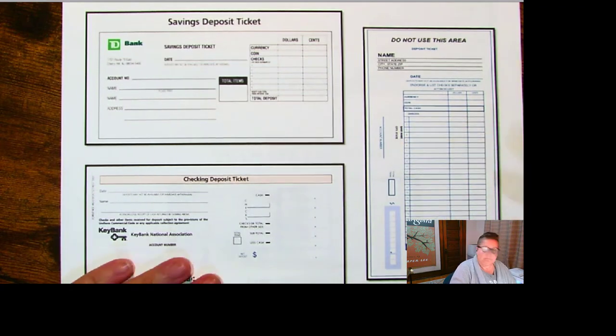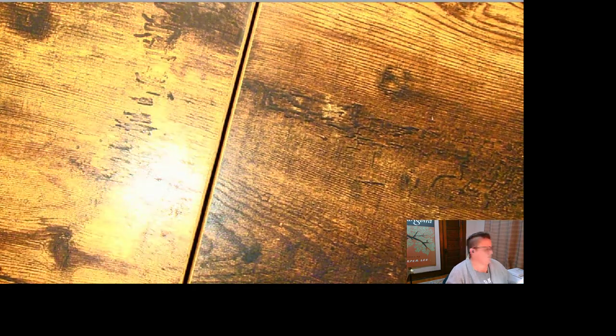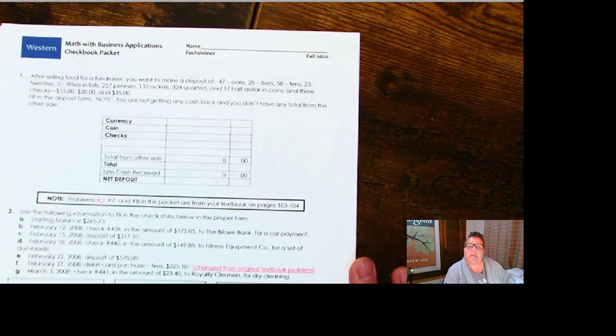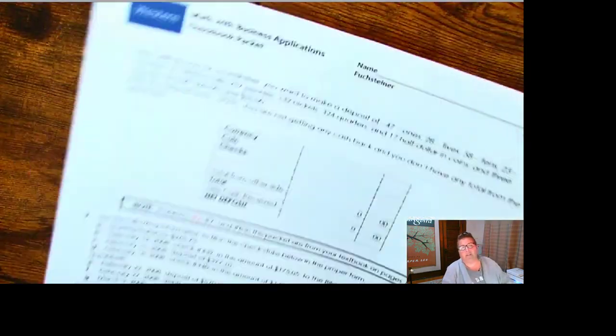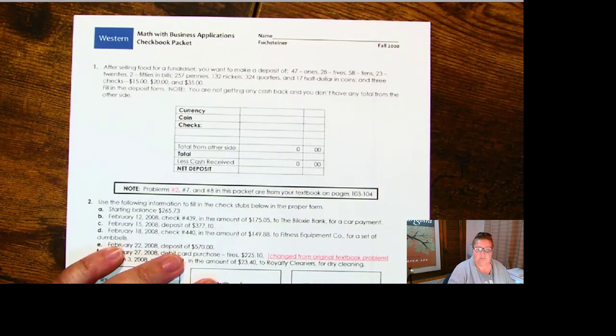All right. So one of the things that you will see in the work for this week is a link to what we call the checkbook packet. The checkbook packet is just a listing of the different types of problems that you are expected to be able to do from chapter 4 in your textbook.